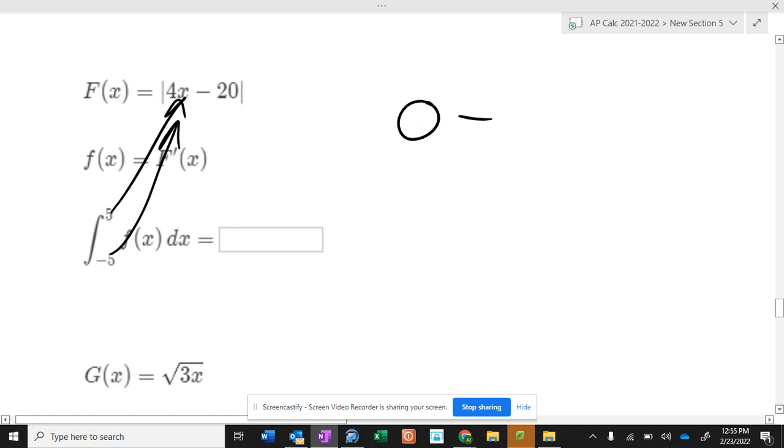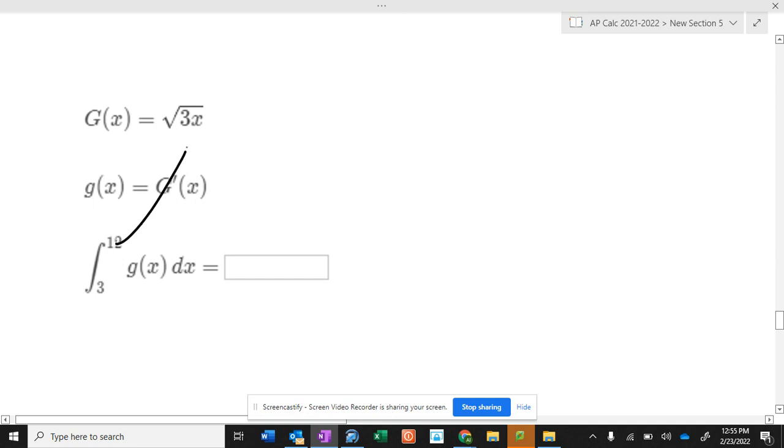Negative 20. Minus 20 is? Negative 40. The absolute value of negative 40. 40. What's 0 minus 40? Okay, that one's a little messed up with the positives and negatives going back and forth all the time.